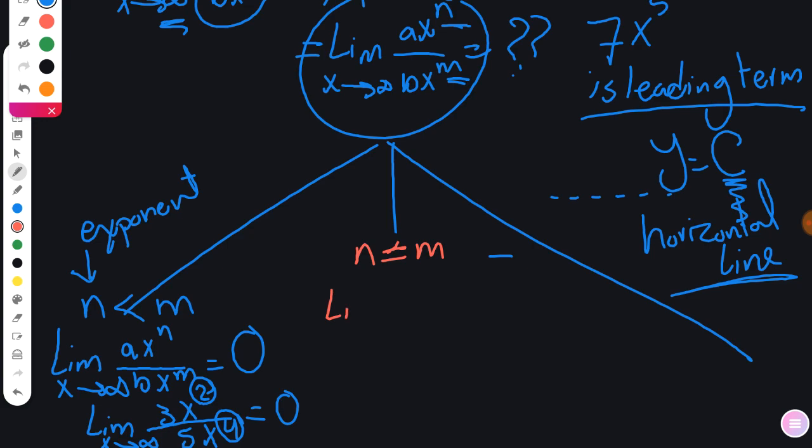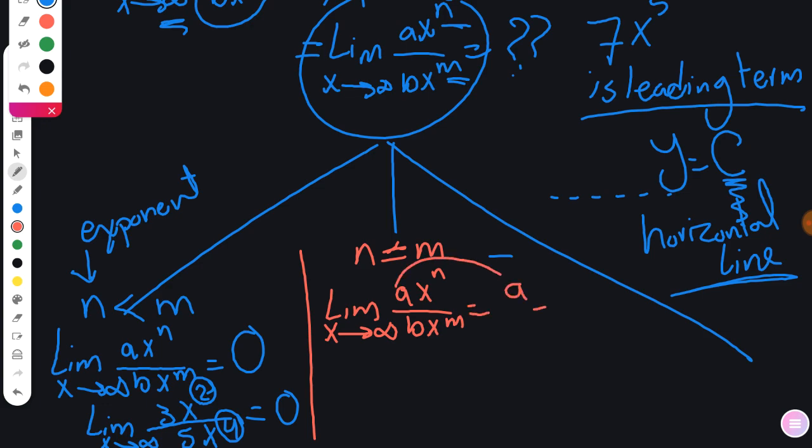So the limit of ax to the power n over bx to the power m, when x approaches infinity, will be the coefficient of the leading term in the numerator over the coefficient of the leading term in the denominator. It will be a over b.